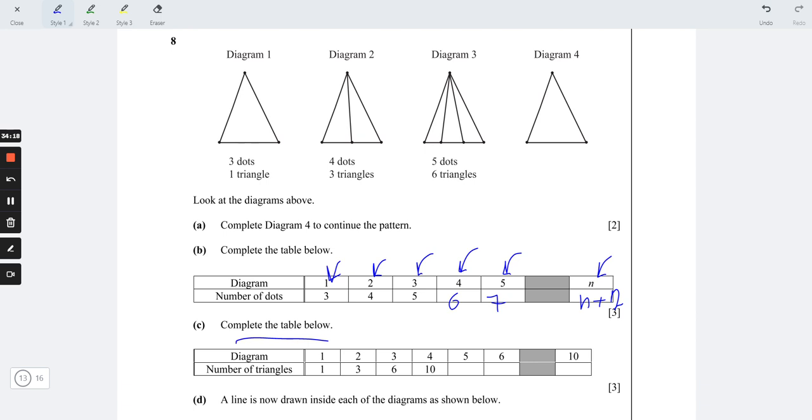Completing the table below, as you can see here, that means 1 is 1, 2 is 3, 3 is 6, 4 is 10, 15. 5, here we have to find 5. So here we can find it as follows.